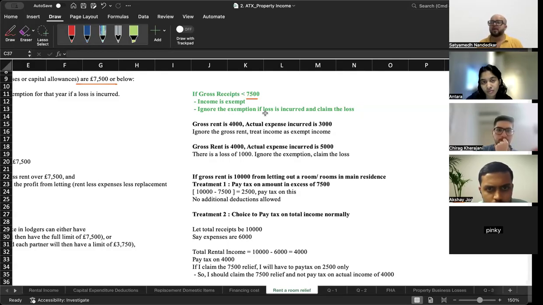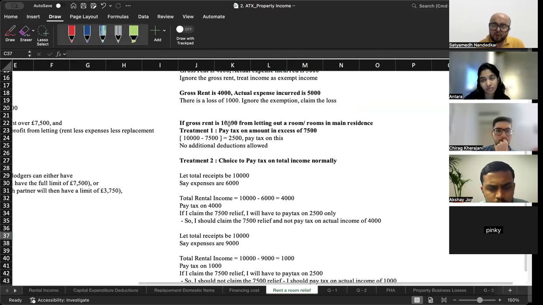Normally, such election or such choice will not be available. But in case of property income, especially in rent a room relief, they are giving you this choice. If you want, you claim the exemption. If you don't want, you can ignore the exemption and claim the loss.